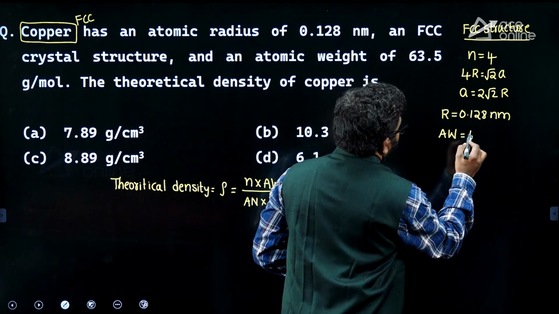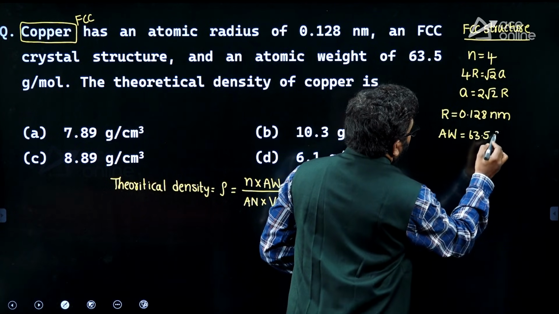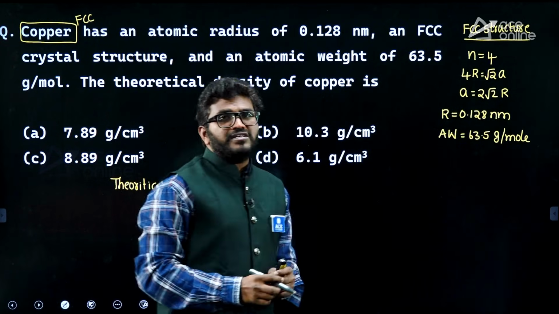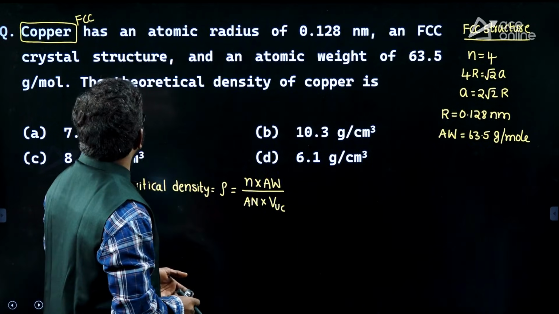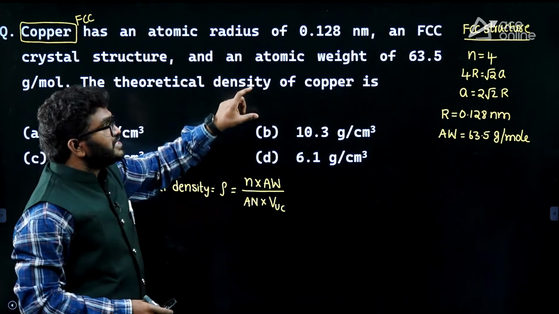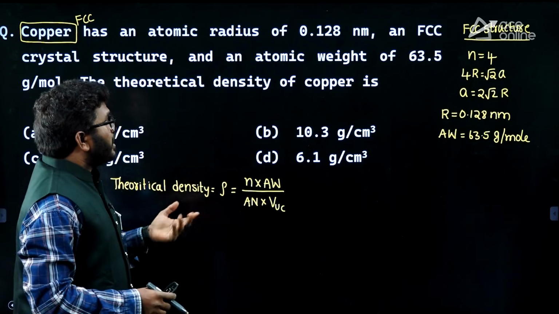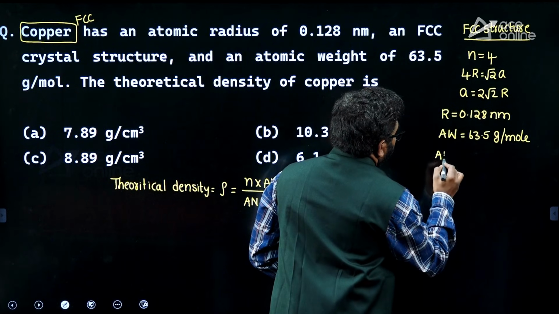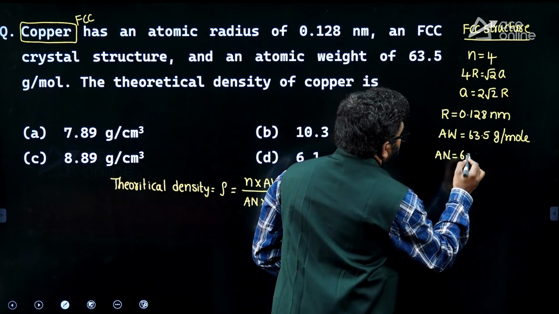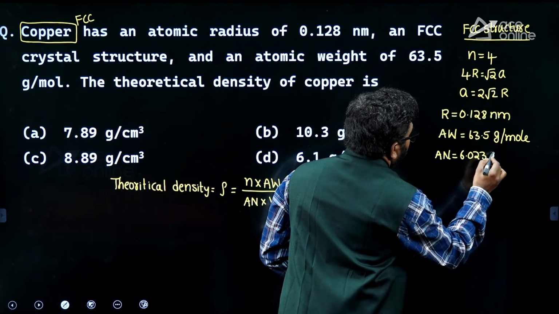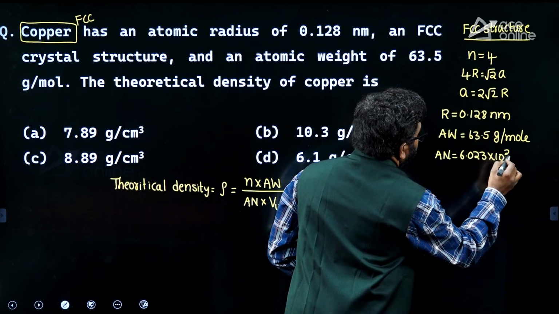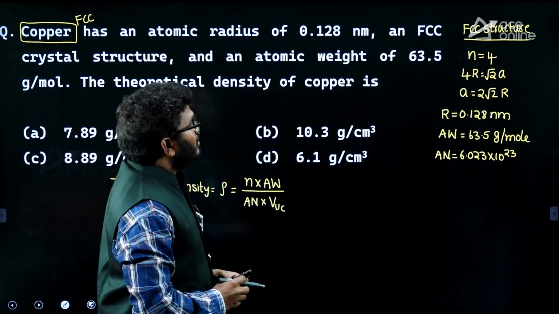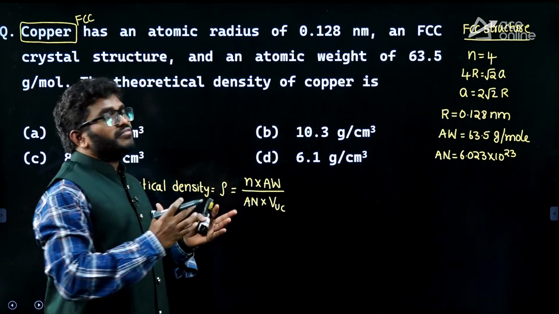Atomic weight is given as 63.5 grams per mole. Then they are asking for the theoretical density of copper. Avogadro's number is also not given, so I'll take Avogadro's number as 6.023 × 10^23 atoms per mole. This many atoms are there in 1 mole.